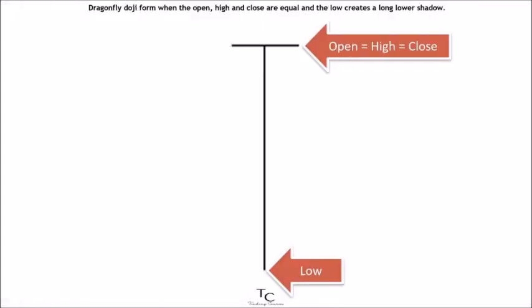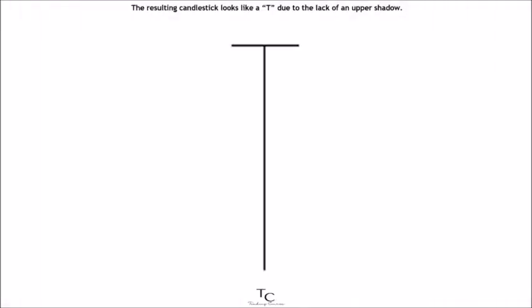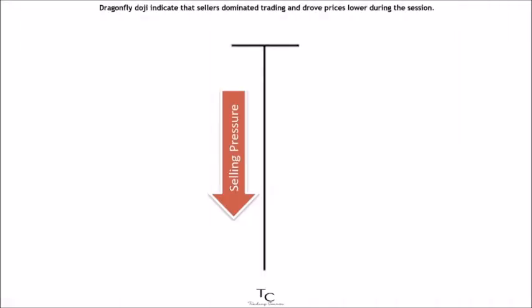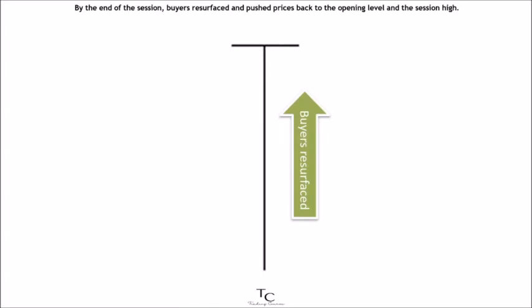Dragonfly doji. Dragonfly doji form when the open, high and close are equal and the low creates a long lower shadow. The resulting candlestick looks like a T due to the lack of an upper shadow. Dragonfly doji indicate that sellers dominated trading and drove prices lower during the session. By the end of the session, buyers resurfaced and pushed prices back to the opening level and the session high.